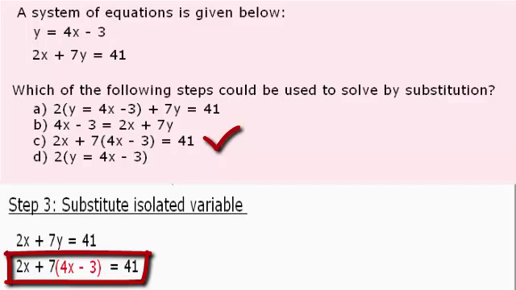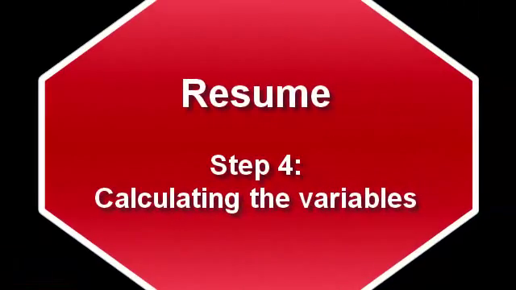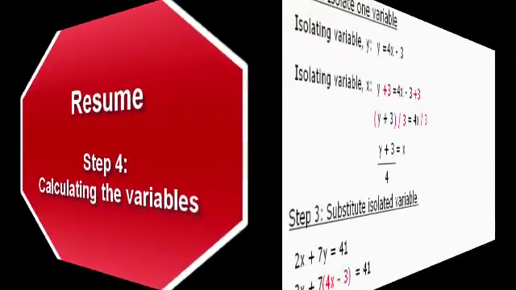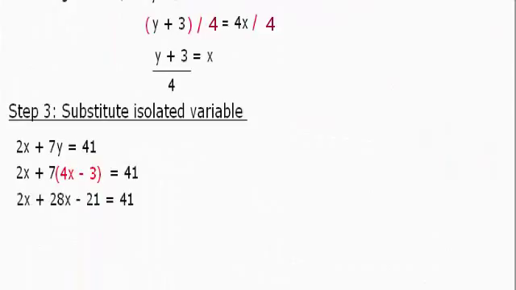But I'll take it one step further. We find that 2x plus 28x minus 21 is equal to 41. So if you take note, we've not changed anything. We've simply taken the y and replaced it with its equivalent of 4x minus 3.